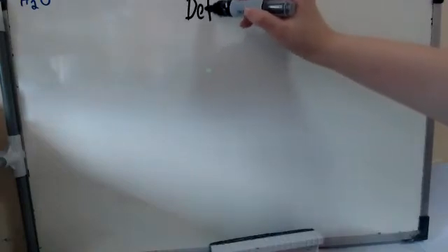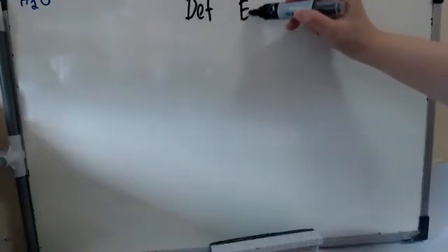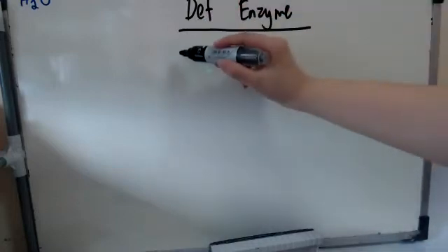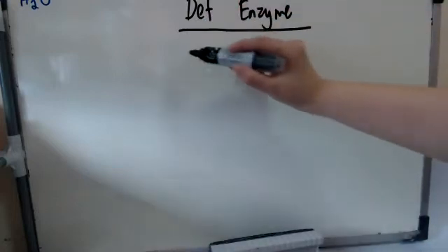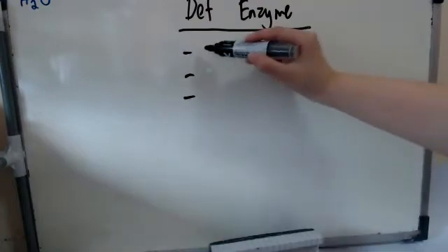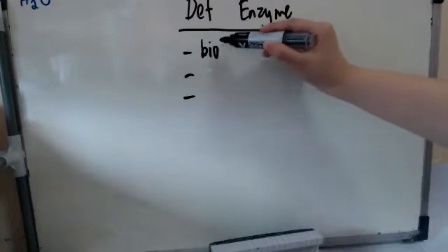Okay, so let's start with enzyme. First, you need to know what's the definition of enzyme. Define enzyme. There are 3 points that must be present when you define enzyme. Number 1, enzyme is a biological catalyst.